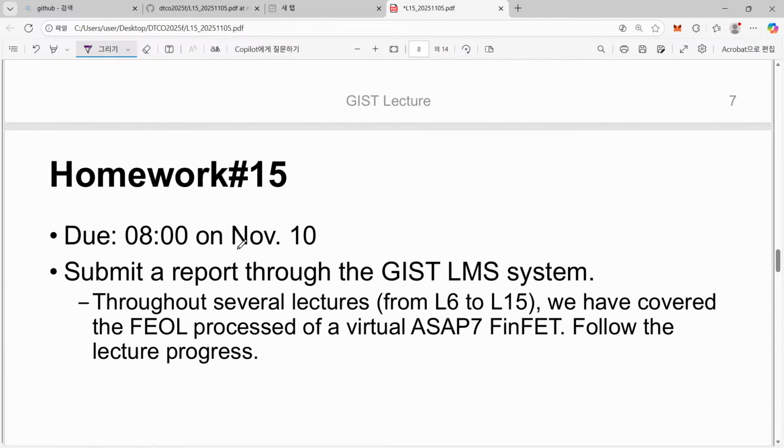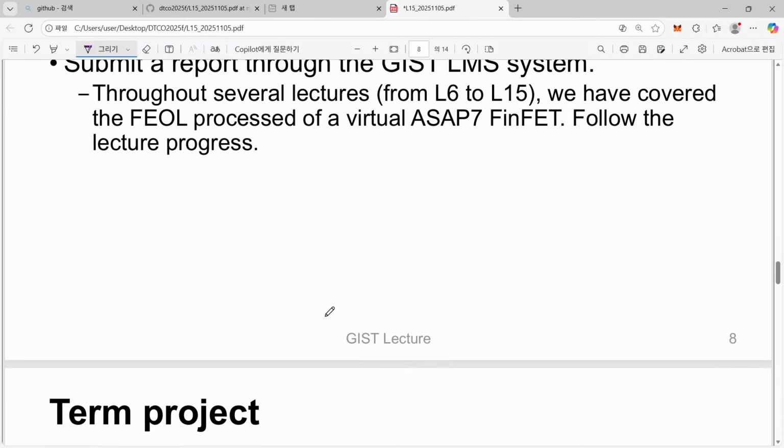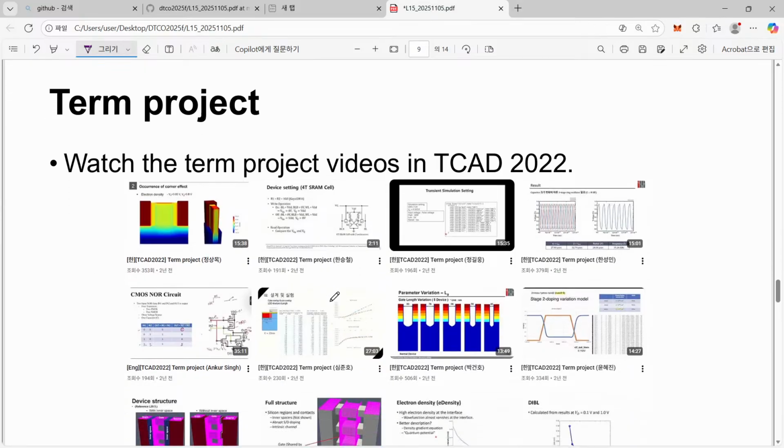So up to now we have done quite a lot of work for mimicking the ASAP7 PDK. So please try to follow it and give me your report on this entire process. Then now I have to give you some hints about your term project. We have no midterm examination, and we don't have a final examination. The only thing you have to do is simply this term project.